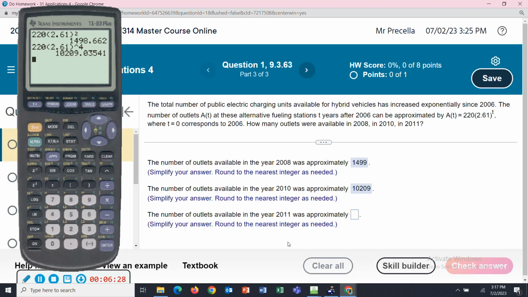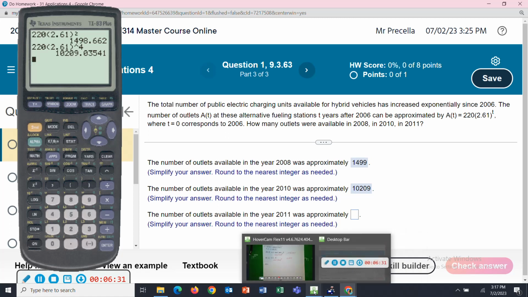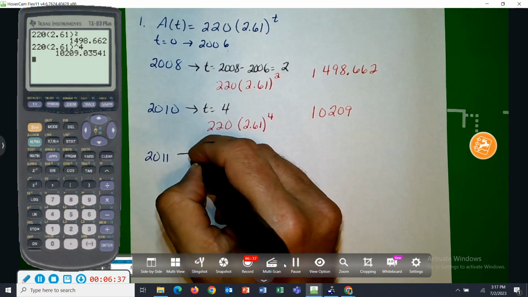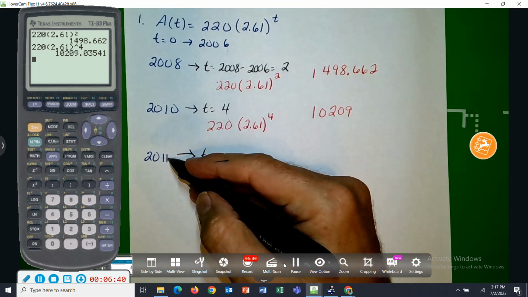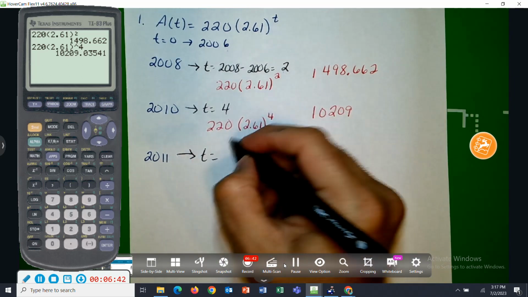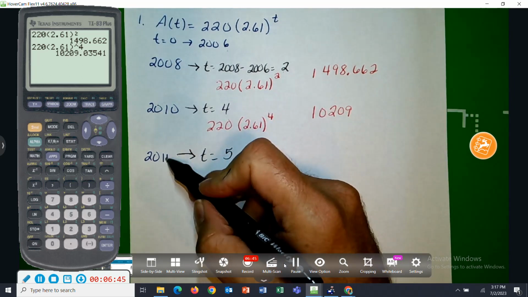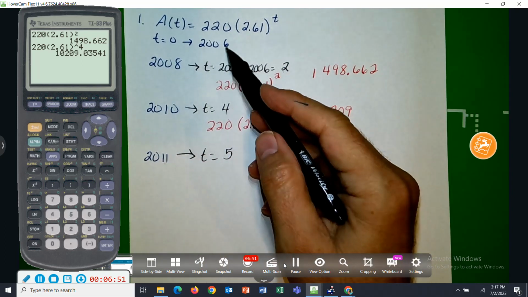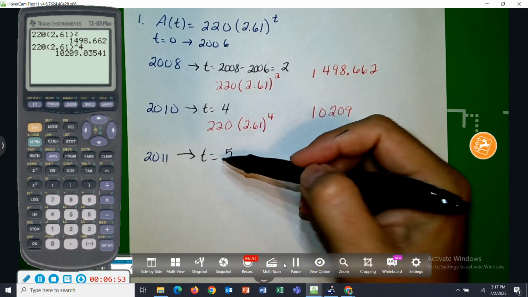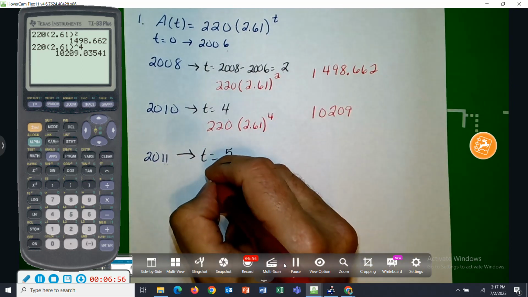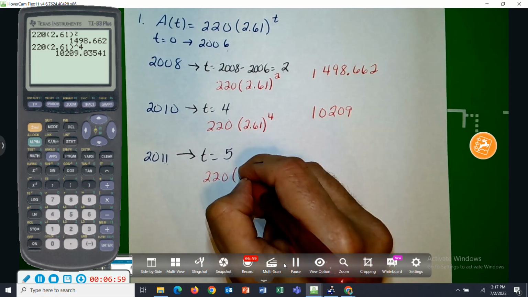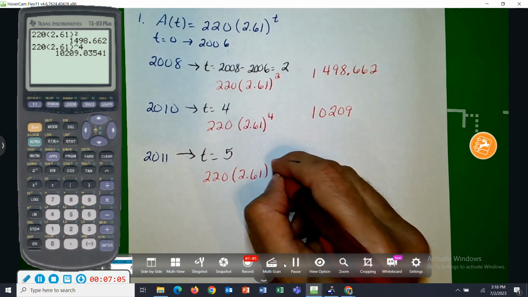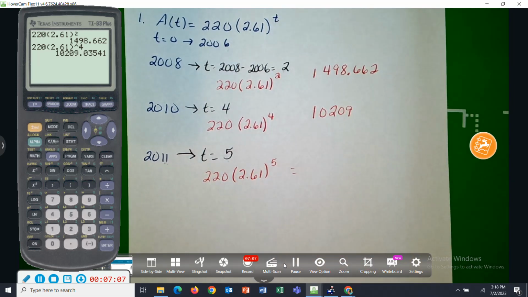Now we're up to 2011. Well, what would the t value be for 2011? Well, it's 1 year more than 2010, so 5. Hopefully it's clear how I'm getting these t values. Just subtract 2006. 2011 is 5 years after 2006. So plug a 5 in for t. Let's see what we get.